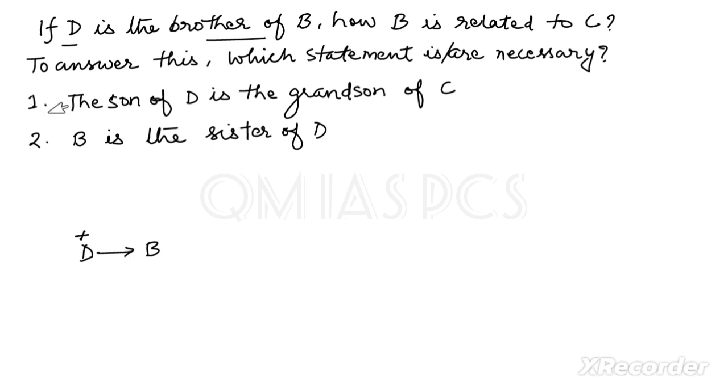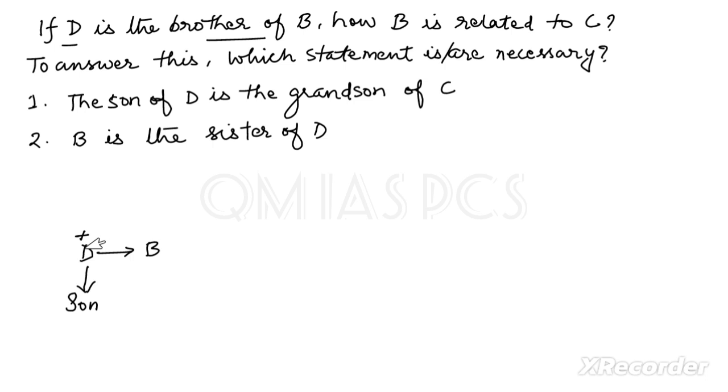Now, the first statement: son of D is a grandson of C. Okay, son of D means what? We have to change the generation. The son of D, this is the son of D. Okay, and it's a grandson of C.